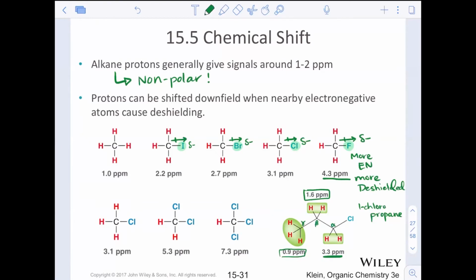And so be very aware of the idea that the closer a proton is to an electronegative atom source, the more de-shielded, so the more downfield those protons will be. Again, if we increase more electronegative atoms, what do we get? More de-shielded.